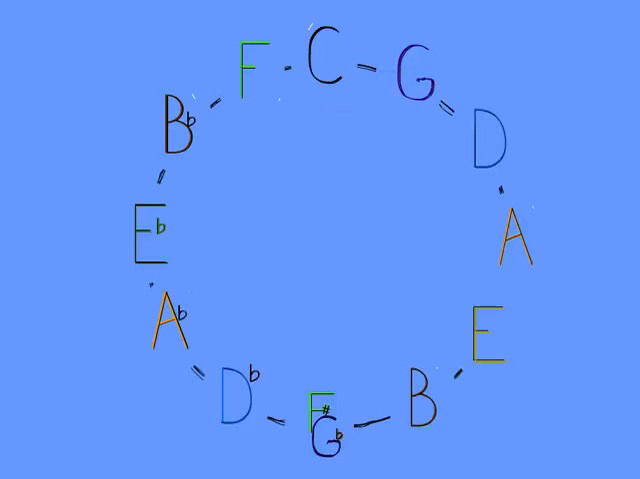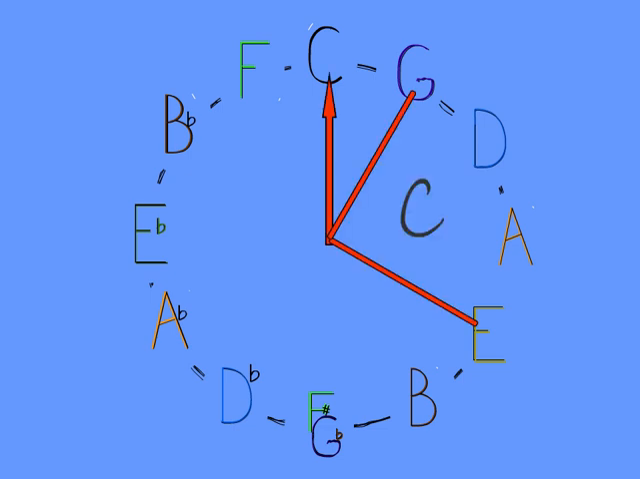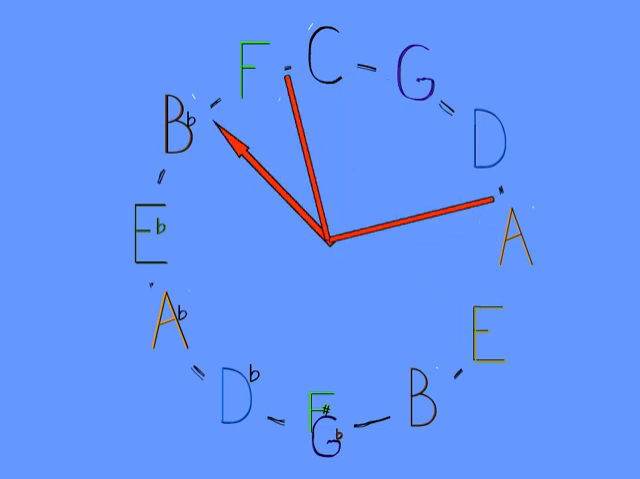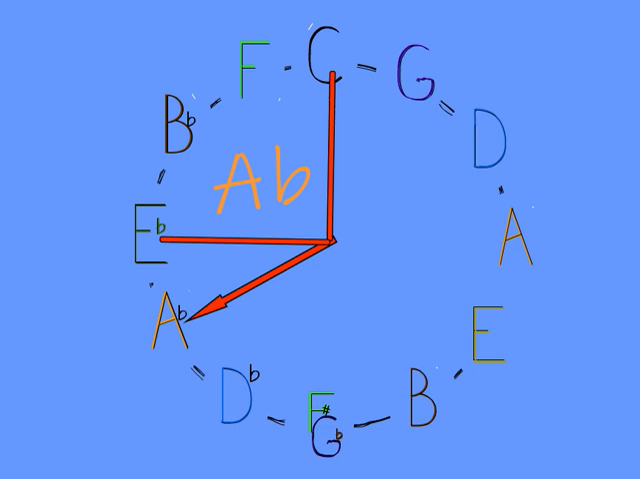On the circle, a major triad always has this shape. You can move this shape around to any note on the circle, and it will spell out the major triad.